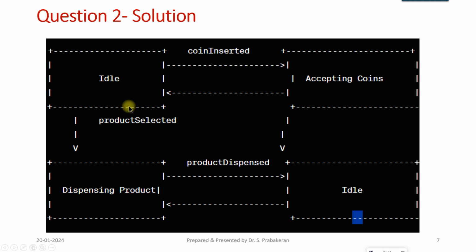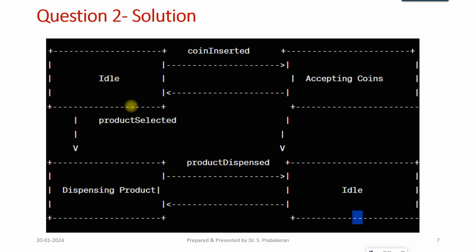What is our first transition? It is triggered by some event. So the event is what? We insert some coin into the vending machine. Now automatically after inserting, the transition moves from idle to the next state, what? Accepting coin. So the action associated with this transition is to begin accepting coin, right?